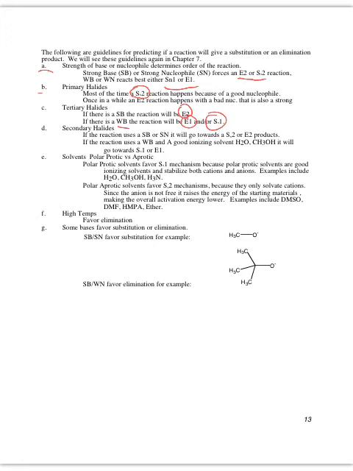And then the next one, polar protic versus aprotic. The polar protic reactions favor an SN1 mechanism. Polar aprotic favor an SN2. High temperatures favor elimination. And then some bases favor substitution if they're small, like methoxide, whereas some favor elimination if they're big, like t-butoxide. So we have to be careful what we have available to us to decide what can happen.